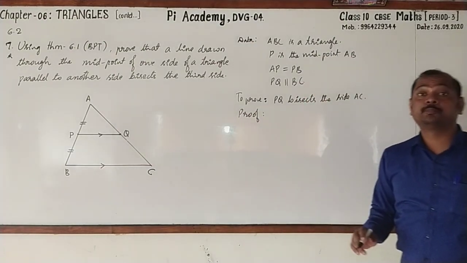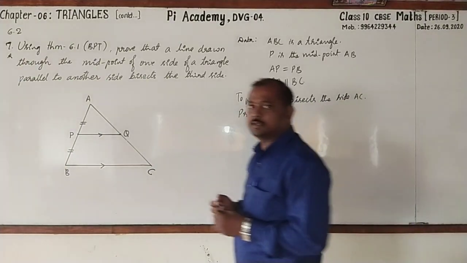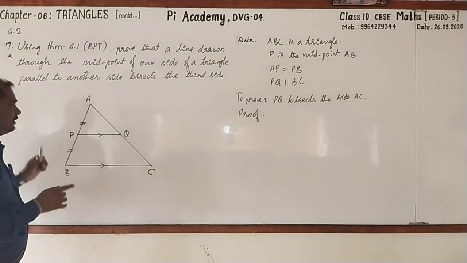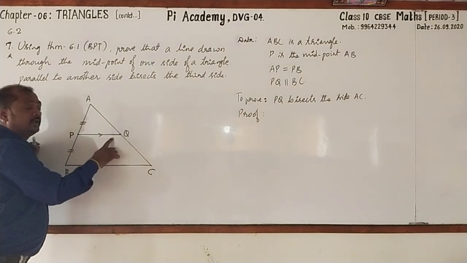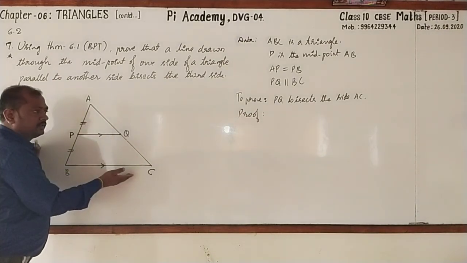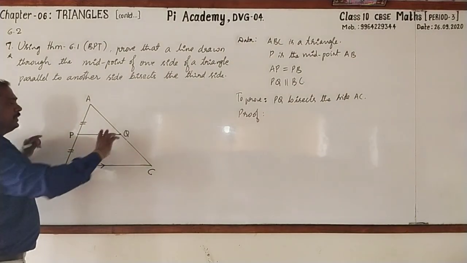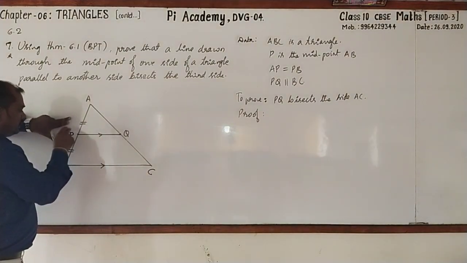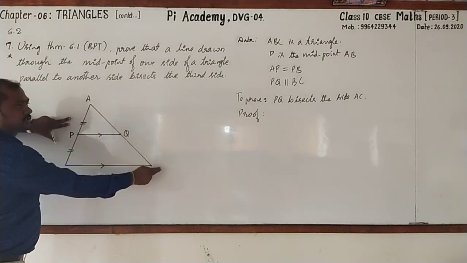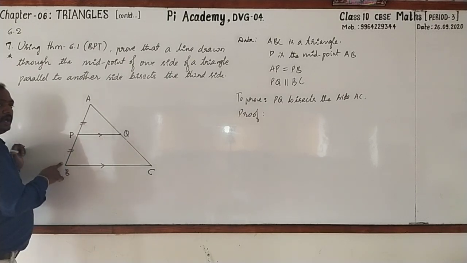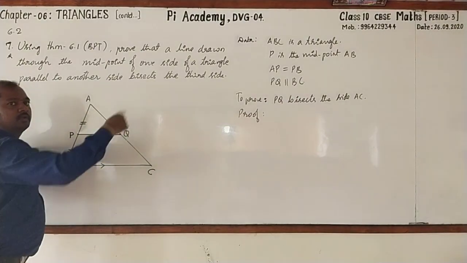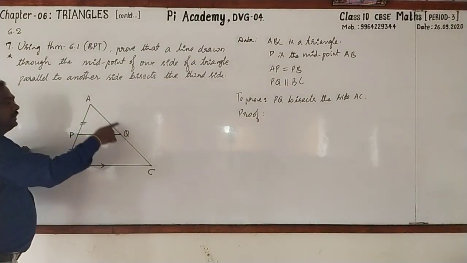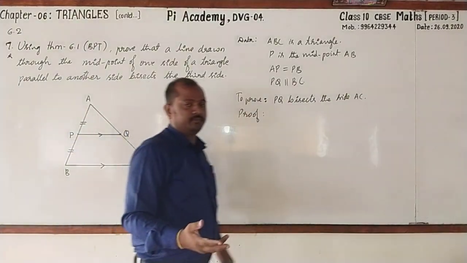But how do you prove this? Is it not simple? Definitely. The reason is, here this is the triangle in which a line drawn is parallel to a side. Then you can use BPT. According to that, AP by PB equal to AQ by QC. As AP and PB are equal, they get cancelled. You will get 1 equal to AQ by QC. Then cross multiply. It will be AQ equal to QC.